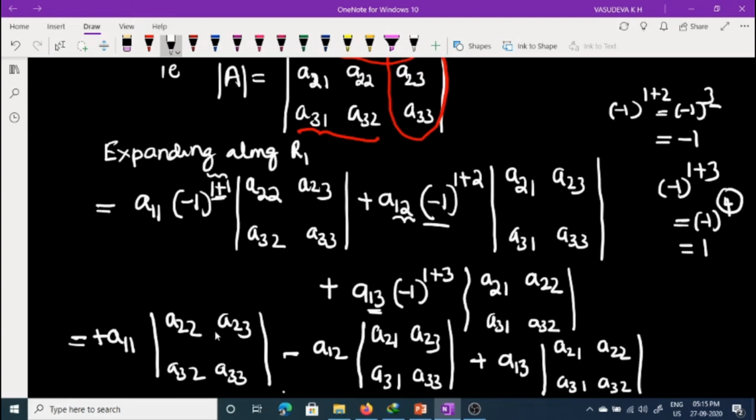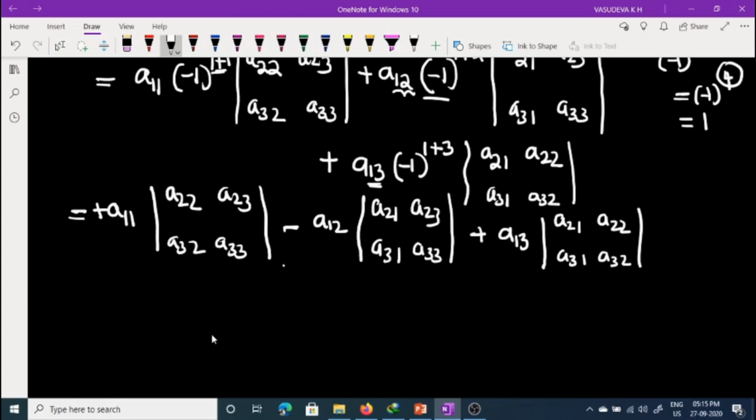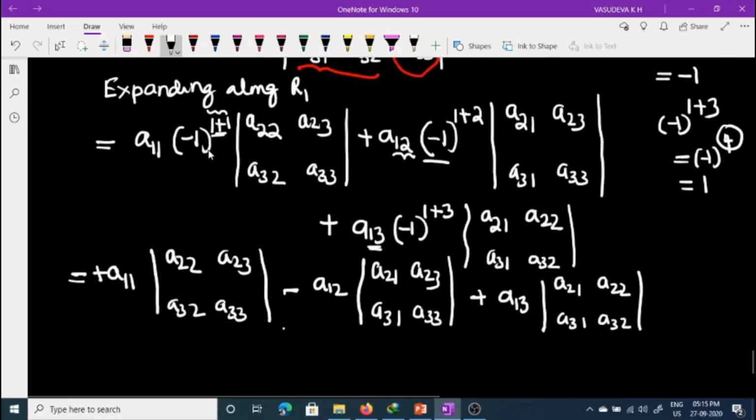Now we are having a second order determinant in each case. So now we know that here the first is plus, then minus, then plus, an alternate sign comes. This is because of this expression: minus 1 to the power of the sum of the suffixes of the element lies here. A11, A12, A13, whichever element we take, we take the sum of the suffixes as the power. It may be positive or negative according as the power is an even number or an odd number. Even gives plus, odd gives minus.